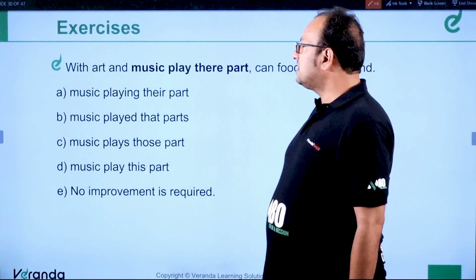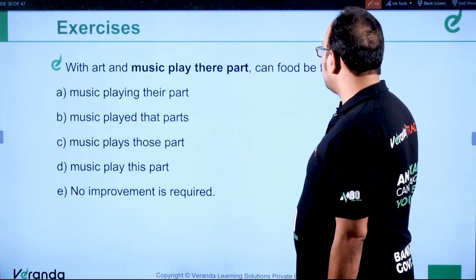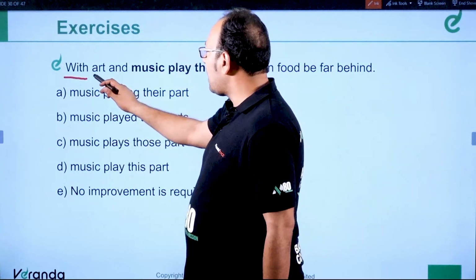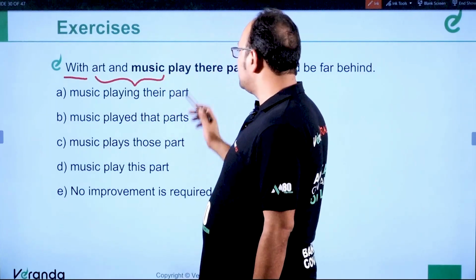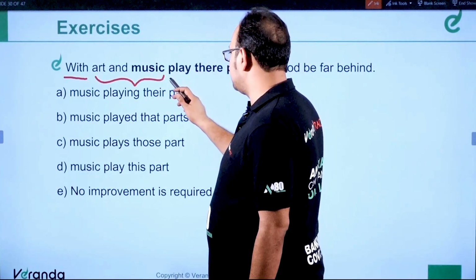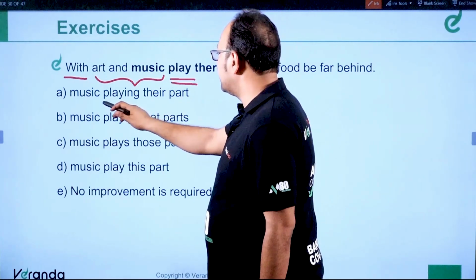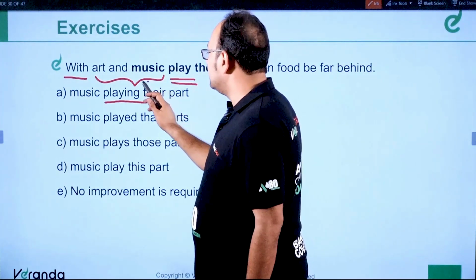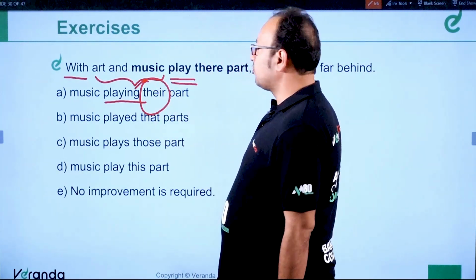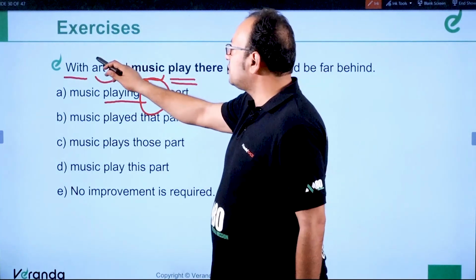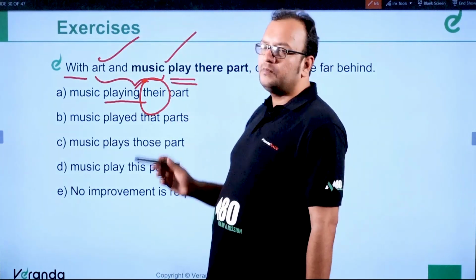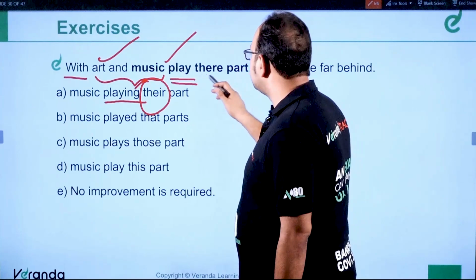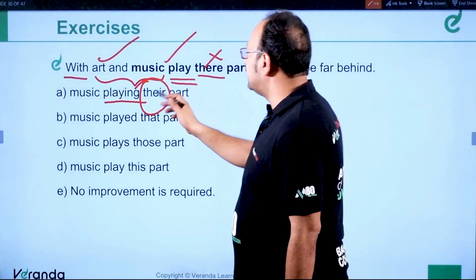Moving ahead. With art and music play their part, can food be far behind? Okay. With is a preposition. Art and music are objects of the preposition. Then it must be followed by a gerund, which should be playing their part. With art and music playing their part, plus one more thing. There is the correct form of the pronoun which should be used, because art and music are two entities. So it should be followed by a pronoun which represents plural entity. So it cannot be there. This is incorrect. This is an adverb.